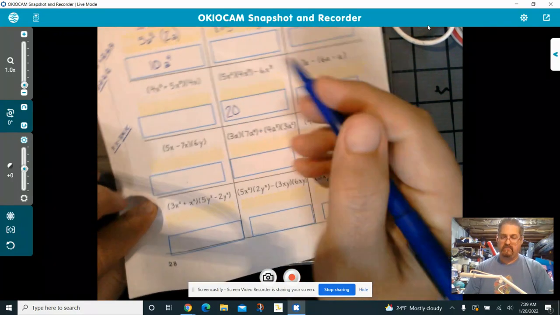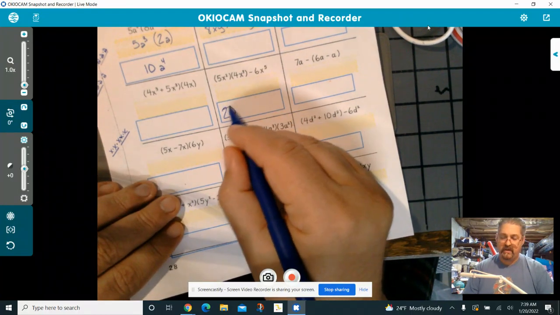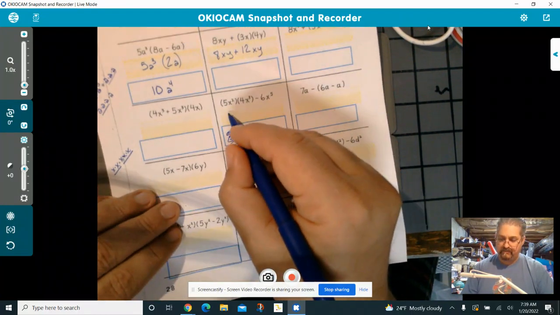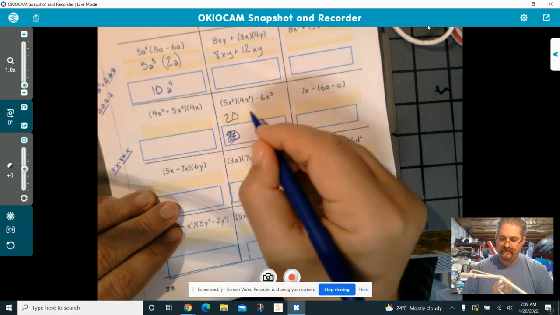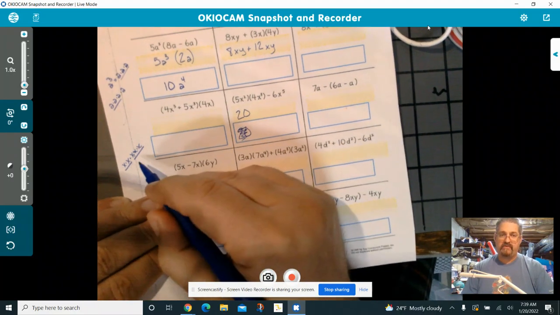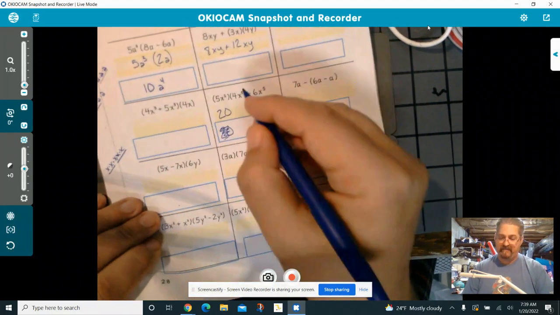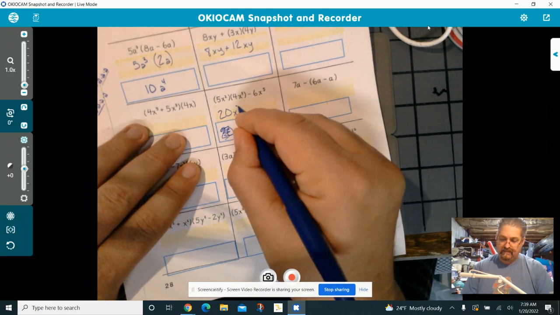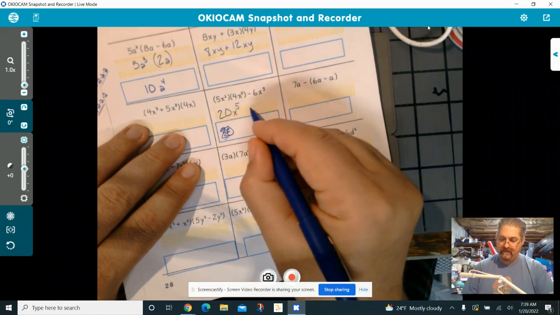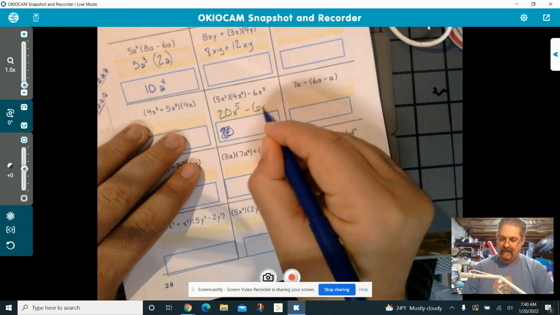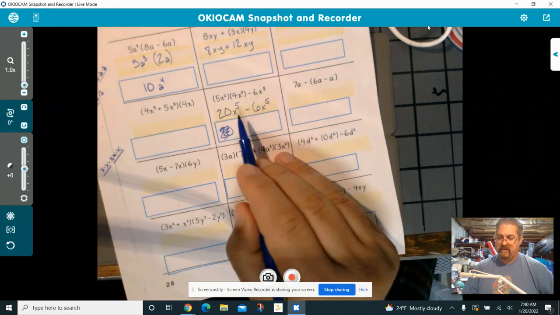Guess what? Oh, whoops. I wrote that in the wrong spot. That's part of my work it out. Okay. How many x's do we wind up over here? 1, 2, 3, 4, 5. 20x to the fifth minus 6x to the fifth.